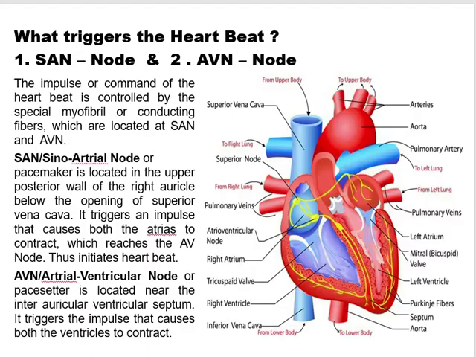Now let's see what triggers the heartbeat, or how the pumping of the heart starts and who starts it. As we said, it is self-generated from the muscles of the heart. These heart muscles self-generate this impulse. The impulse or command of the heartbeat is controlled by the special myofibrils or conducting fibers. These conducting fibers are located at two places: SAN and AVN. SAN is the sinoatrial node, also called the pacemaker.